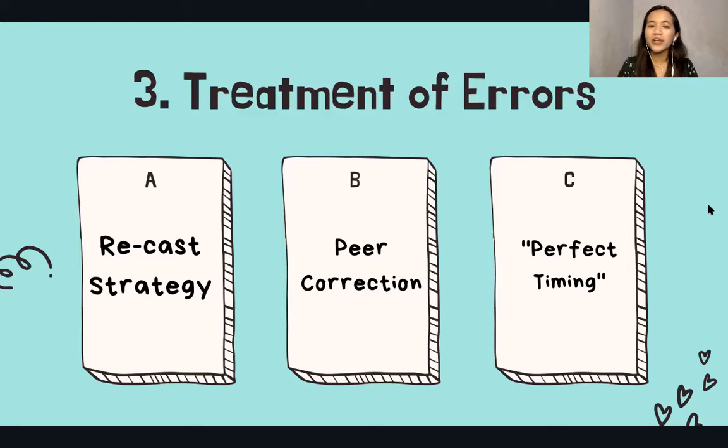I also employ peer correction, wherein I would let my students learn from their peers, because sometimes they learn best with their peers since they're comfortable with them. Then letter C is perfect timing, quote unquote. I put quote unquote for perfect timing because there are some sensitive students, so I have to correct them when the opportunity is given to me. For example, I would talk to them privately so they will not be offended. It's very important to know your learners.